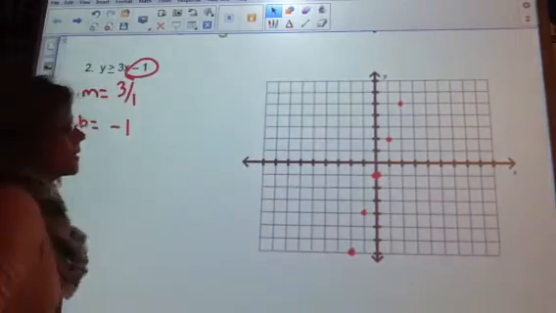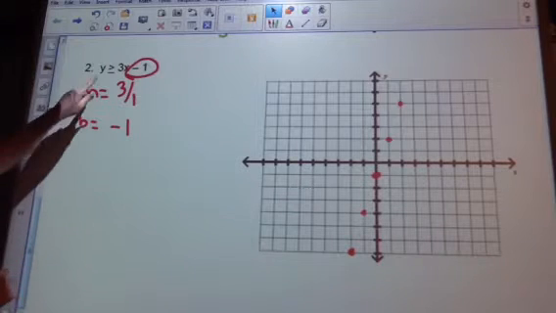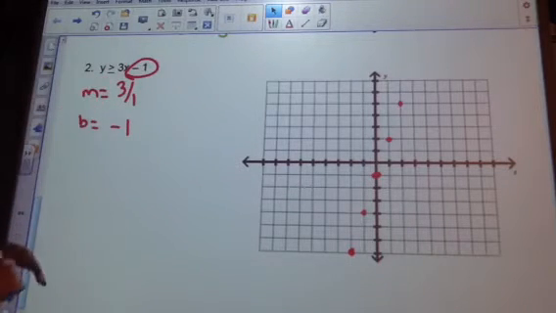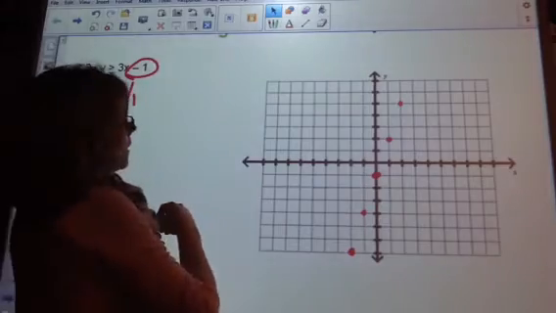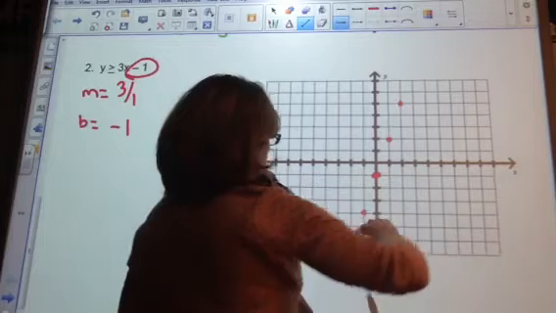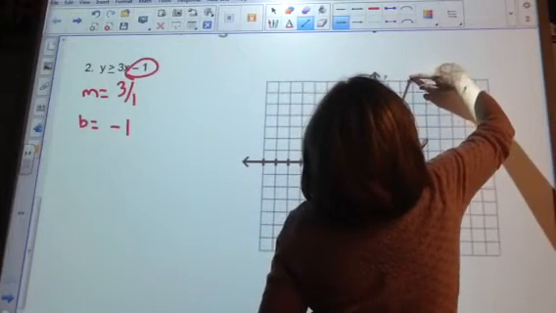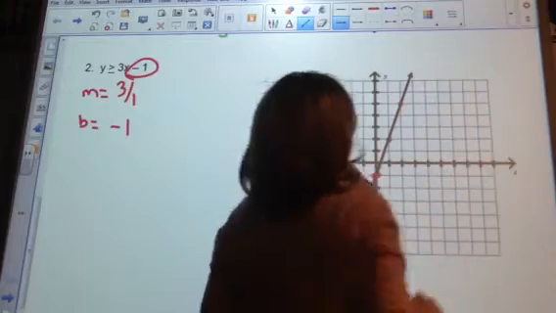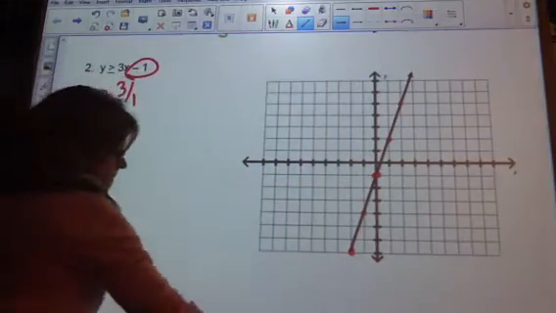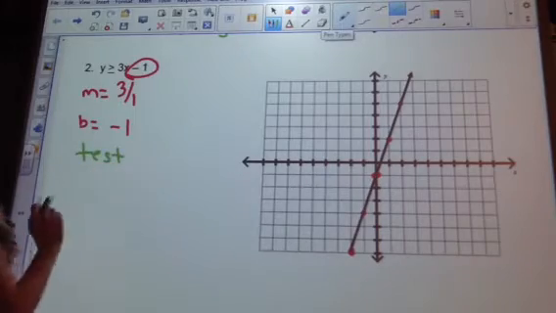Okay, next step is to decide whether you have a solid or dotted line. Well, this is greater than or equal, so you want a solid line. Okay. Next step is we got to test some points.